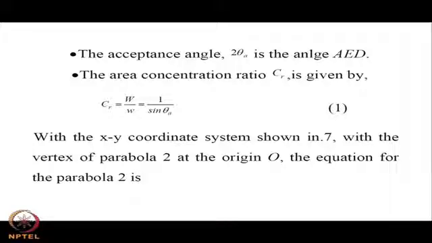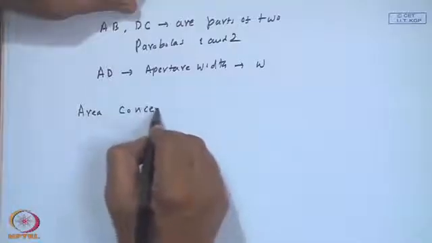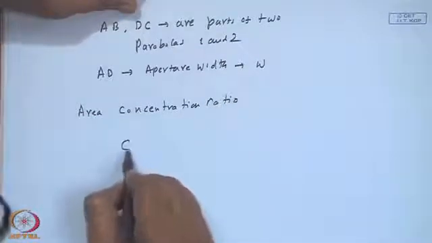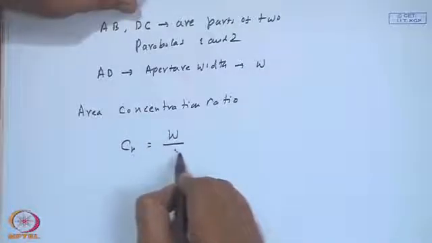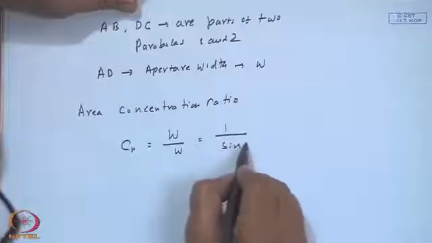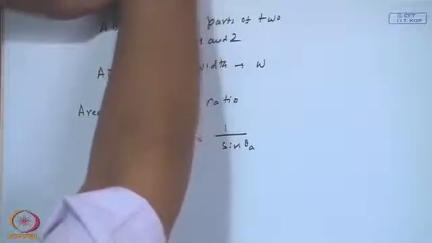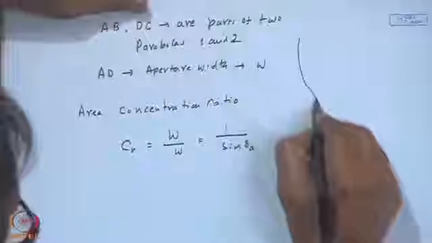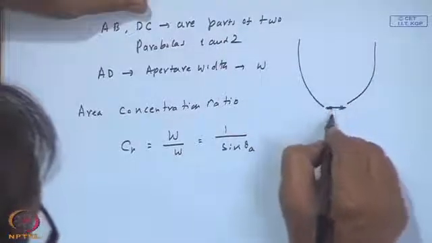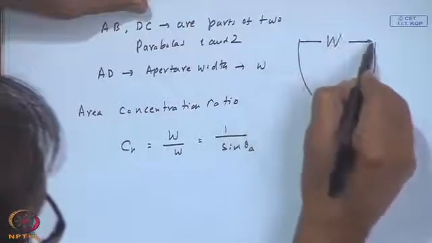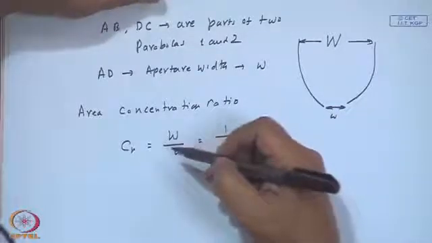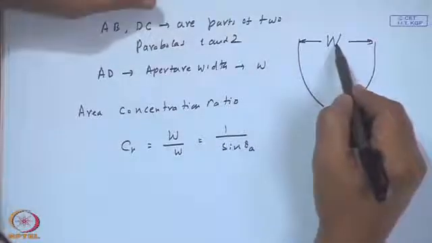Then the area concentration ratio CR is W upon small w, which is 1 upon sin theta A. So, you can see small w is the width at the focal point distance. The concentration ratio per unit length you can express simply as W upon small w.